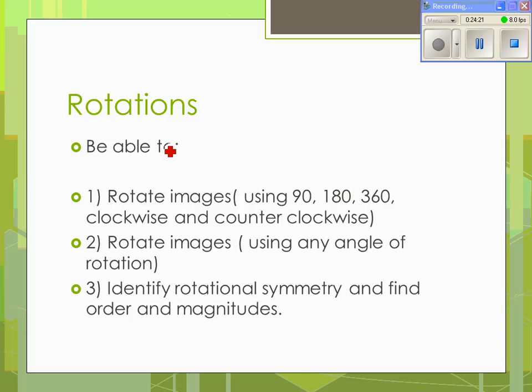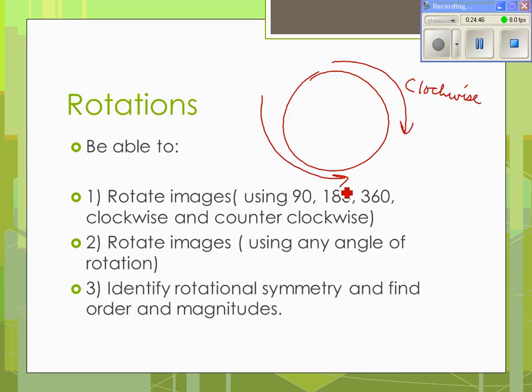How about for 180 degrees? With 180 degrees, do we have to worry about clockwise and counterclockwise? Do I need to draw a little clock up here so that you guys can see that going around this way is clockwise? Going around the other direction is what? Counterclockwise.